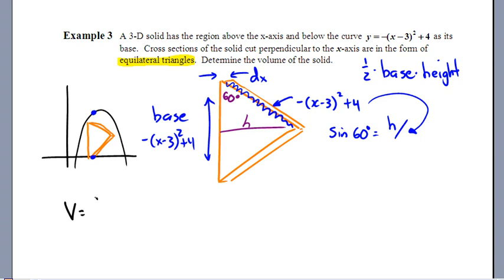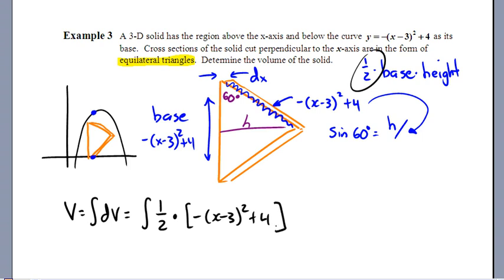The volume, I'm going to sum up a whole bunch of little dV's. I'm going to be integrating. I'm thinking about the equation one-half, for a triangle, times the base. Okay, here comes the base: negative (x - 3)² plus 4. One-half times the base times the height. The height would be that length again, multiplied by the sine of 60 degrees. And one more dimension, dx.